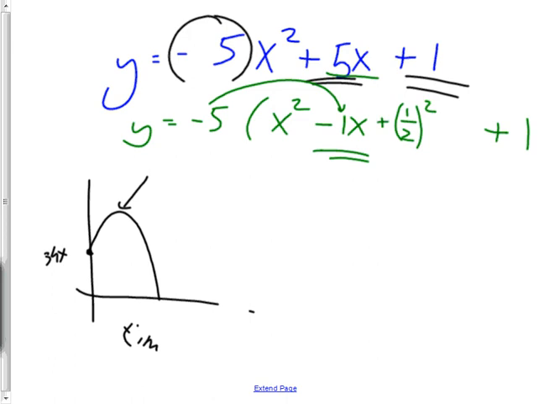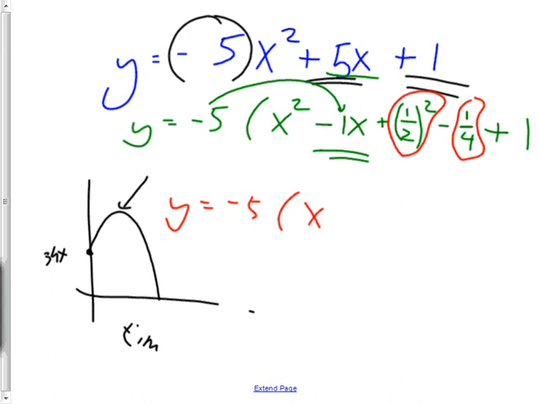I'm going to put plus that, and I'm going to put minus that over here. And again, I'm going to go to the 1/4 version for right here. I hope you get that this and this would be equal to each other. Then you'd have y equals -5 times x minus 1/2 squared. And then this part right here makes 3/4. So what happened there? I found the vertex, which would be 1/2, 3/4.